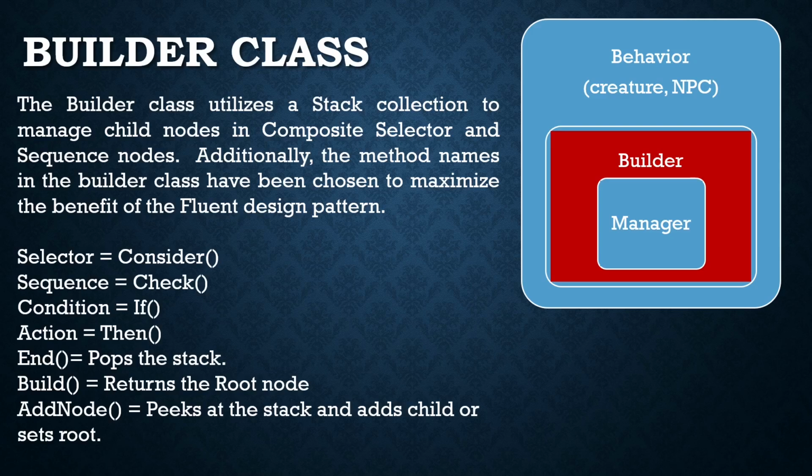Basically, in the composite stack, it pops the stack, and you can Google that. I won't go into exactly all the details of how stacks work. That'd be a good video to look up and watch if you're not familiar with that type of collection in C#. Build is a method that returns the root node. Add node, of course, takes a look at the stack and then adds a child to whatever the current composite node is, or just sets the root node. That's what the builder class does.